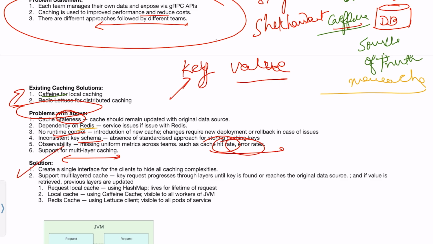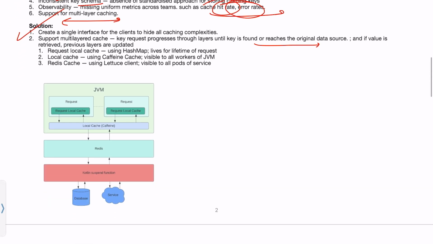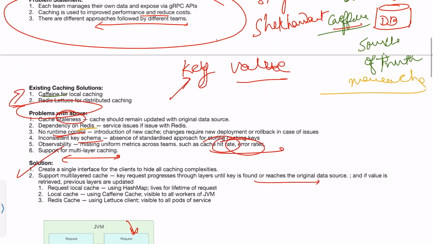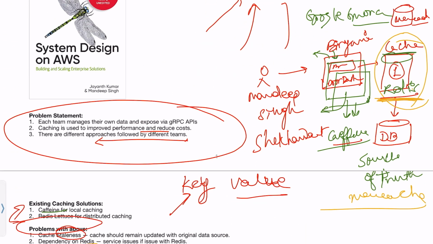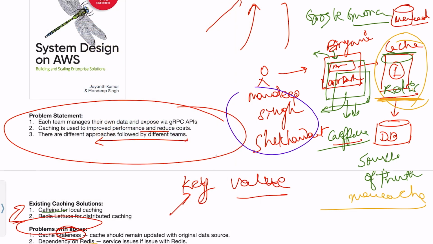Support multi-layer cache. A key request is processed through 3 layers until the key is found or it reaches the original data source. What are these 3 layers? First one is request level caching. Let's say here is our user Mandeep Singh. This user is searching for biryani. In the lifespan of this request R1, you search for that data and then it is returned.